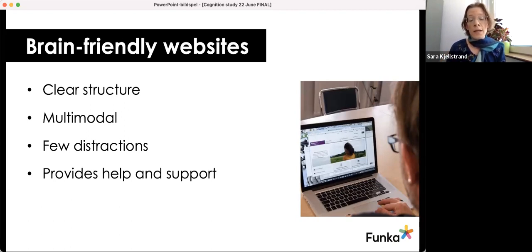One thing that is really important to avoid cognitive overload is to have few distractions. So not to have too many things on the same site and not to have things that are flashing and attracting attention in different corners of the website. And also, of course, to have a site that provides help and support so that the user is not left alone with the questions they may have.